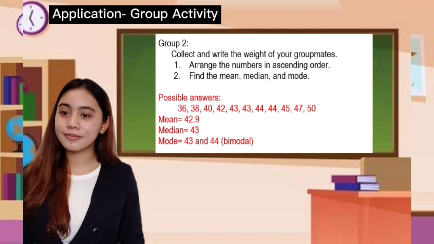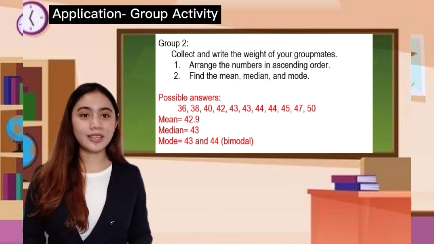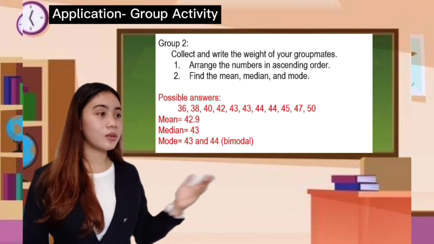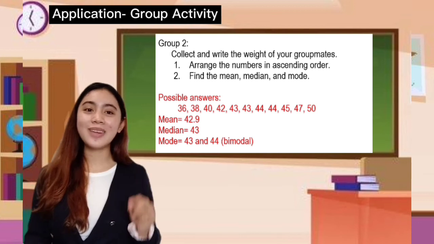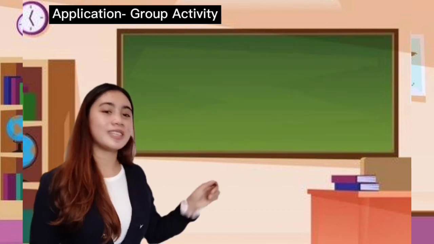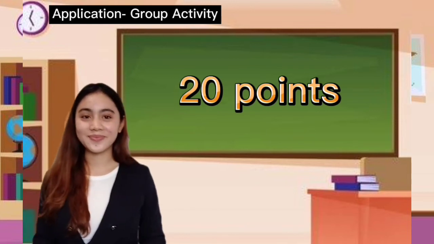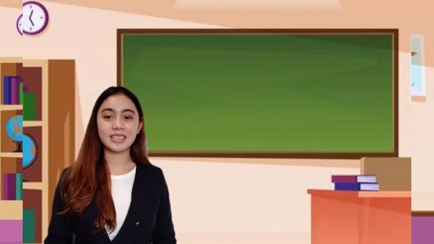How about the mode? Alright, there are 2 modes, 43 and 44. So what do you call the 2 modes? Very good, bimodal. Very good. Group 1 and Group 2, you received 20 points. Okay, please go back to your proper seats.